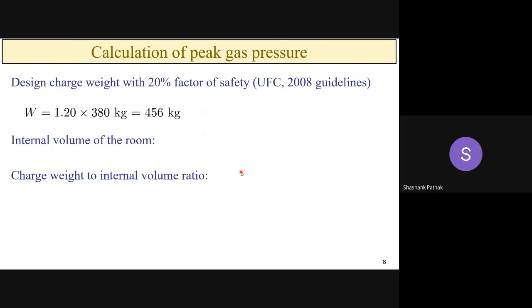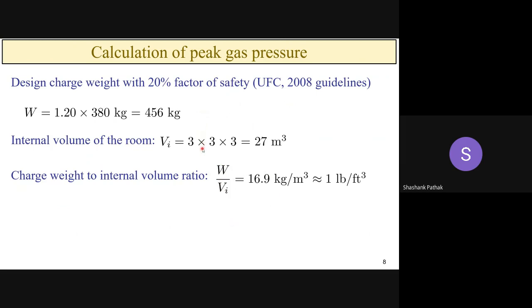So calculate the internal volume of the room and the weight to volume ratio. Just quickly check these values. Are you getting the same? Here the W that you will use will be this 456 kg, not 380 kg, because we have applied a 20% factor of safety for the design purpose.